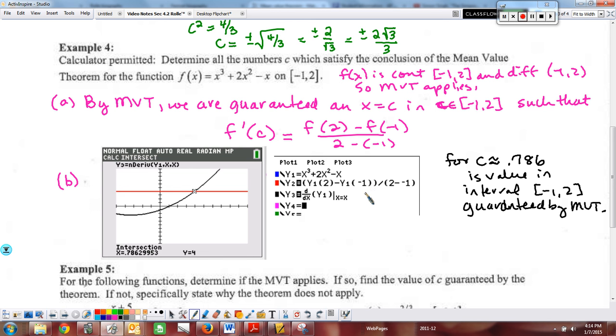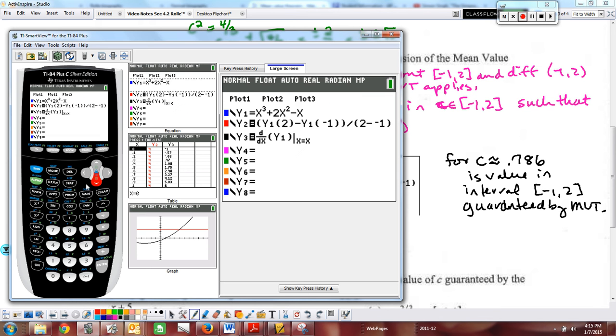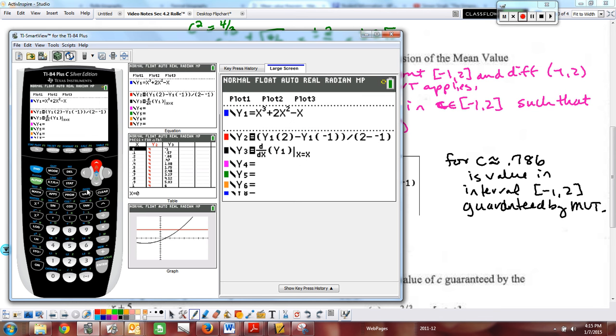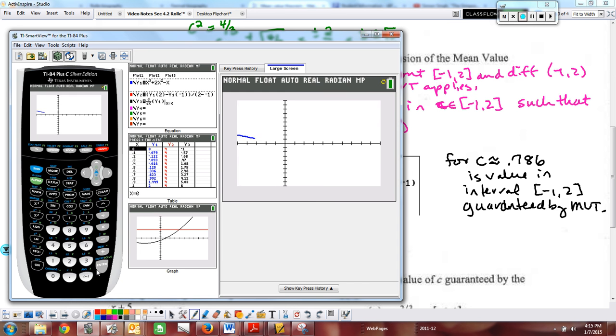And then we basically graph the average rate, which is going to be a horizontal line because it's constant. We know it because we know the endpoints of the interval. And we graph our derivative so that we can determine at what value the derivative has the same value as the average rate. Now, just to show you one last thing before we move away, I am going to turn back on the original function now that I know the value of where that occurs. Okay. And then take a look at that graph.